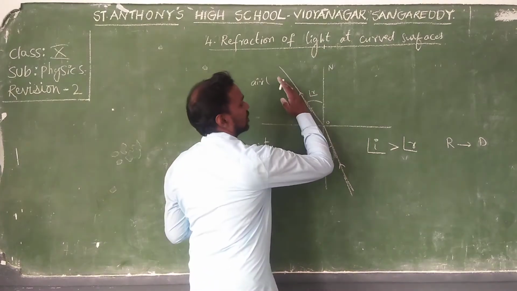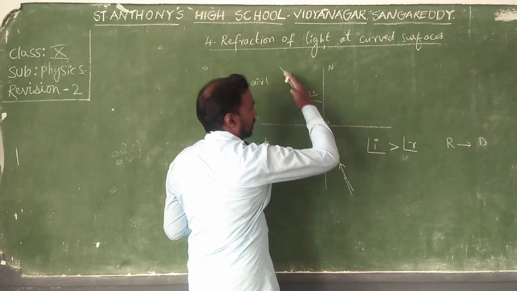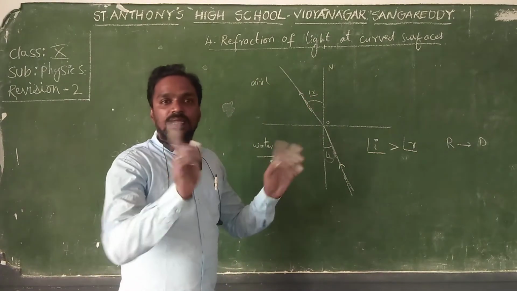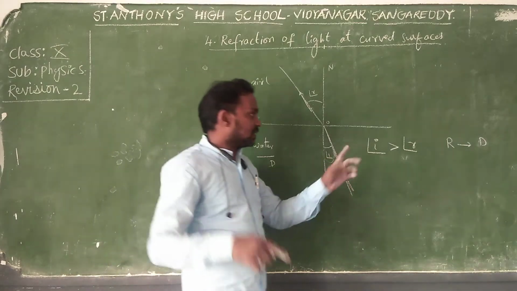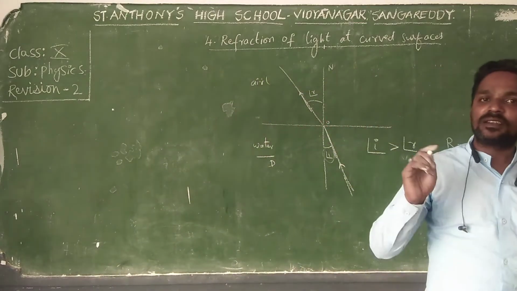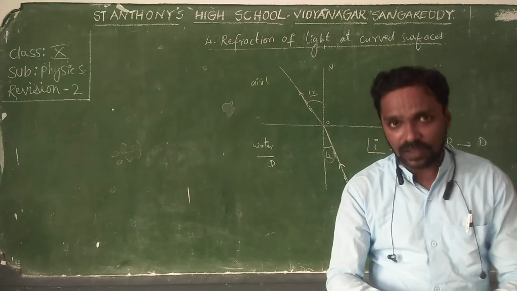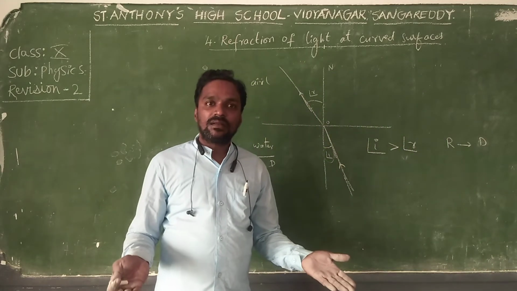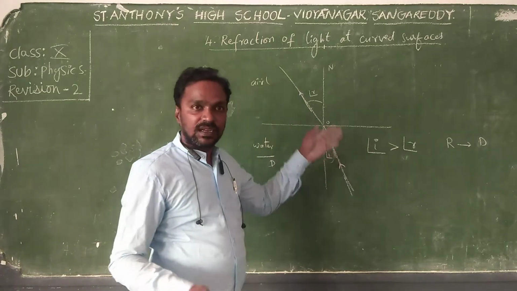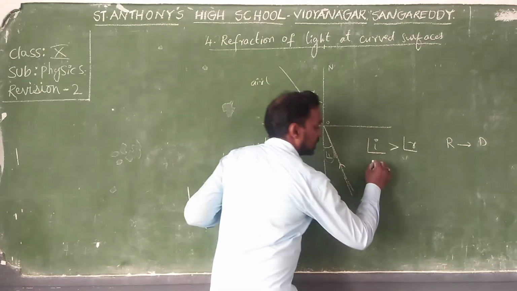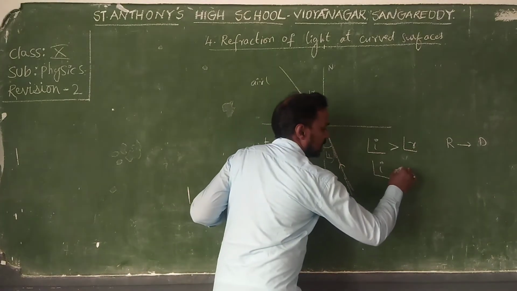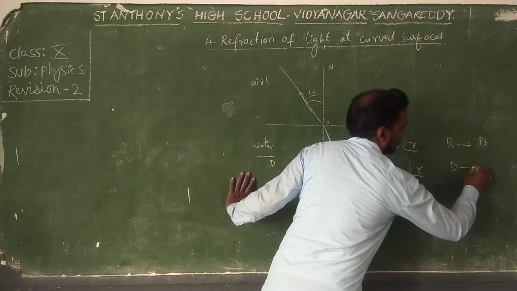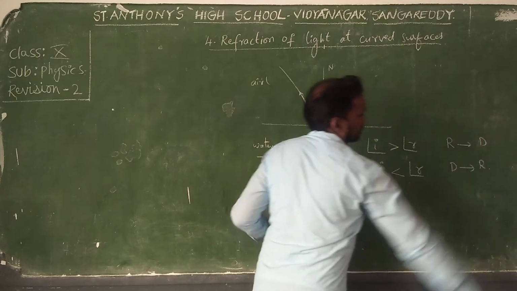Away from the normal. And when it is traveling from rarer to denser, it bends towards the normal. Both angles are not the same. If the two angles, angle i and angle r, are the same, then that becomes regular reflection, angle of reflection, not refraction. Here we can say that the angle of incidence is less than the angle of refraction when the light is traveling from a denser medium to a rarer medium.